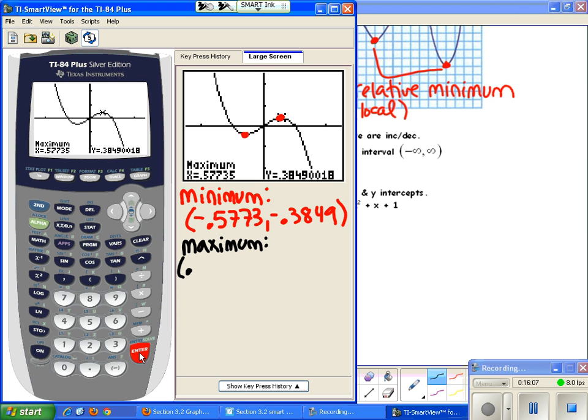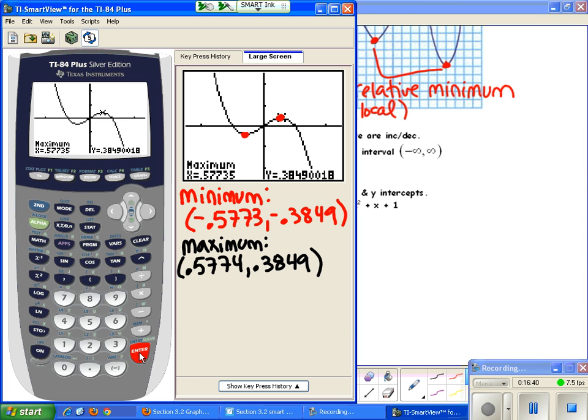Point at 0.5774, I'm rounding because we have 3 and then a 5 after the 3, comma, 0.3849. So that would be my minimum and my maximum points that we have. Now that I have the maximum and minimum points, I can figure out the intervals for where we are increasing, decreasing, and or constant. Obviously for this graph we have no values of which we are going to be constant.